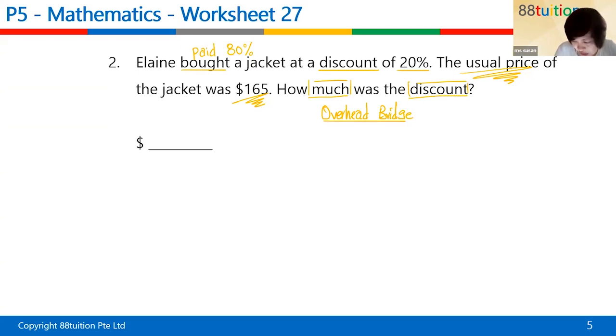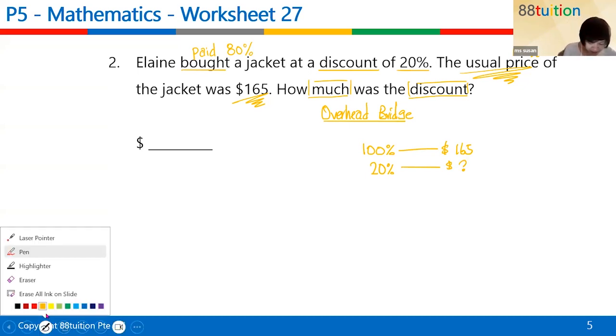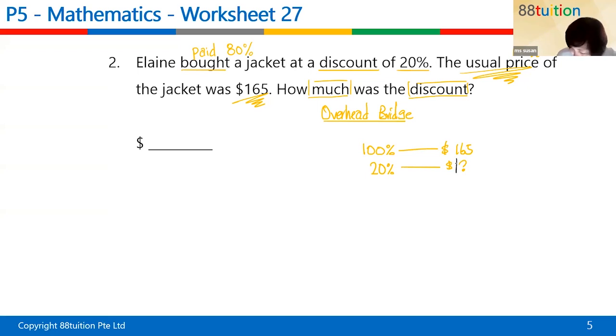So usual price is always original. This is the base for comparison. Okay. So base is 100%. So we are going to look for 100%. That gives you 165. Okay. And he's given a discount of 20%. So we just have to find the 20% and then you put a question mark, right? So then after that, what must you do? We look out for the question mark, get up the escalator, and what do you call this?